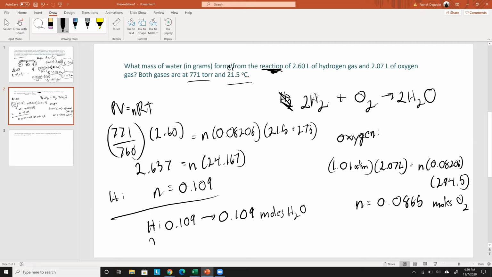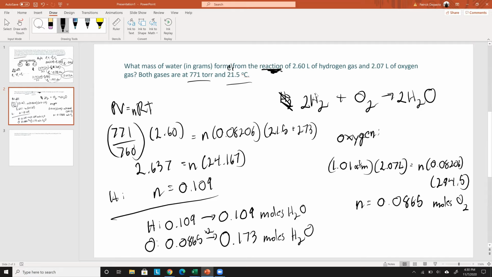For oxygen, we have our starting material, which is 0.0865. And we know based on the ratios that it's a 1-to-2 ratio. So now we have to multiply this by 2, because if 1 mole of oxygen creates 2 moles of water, then 0.0865 moles will make double that. So we take our 0.0865, multiply it by 2, and we get 0.173 moles of H2O.